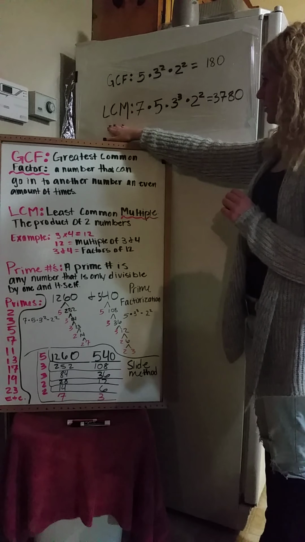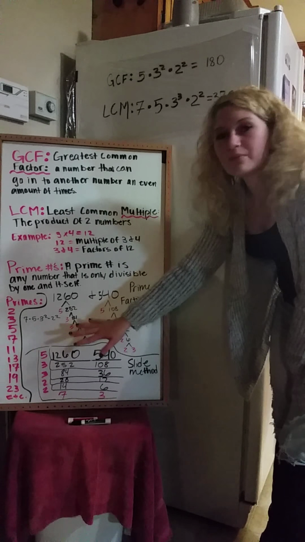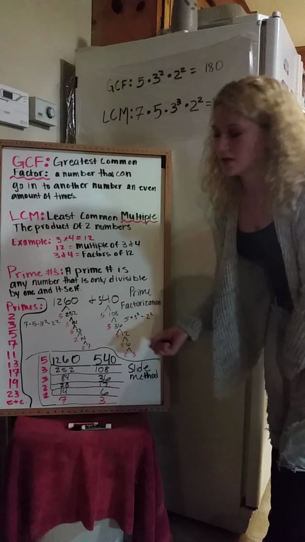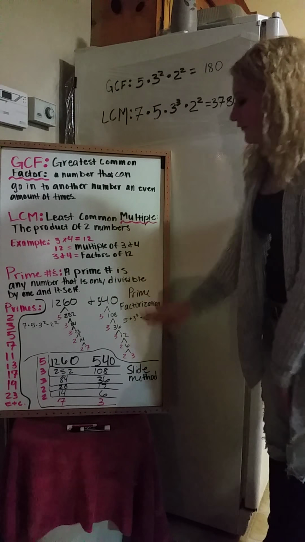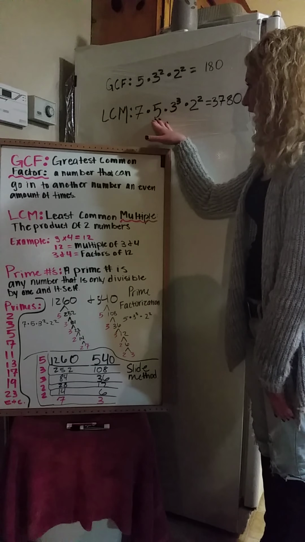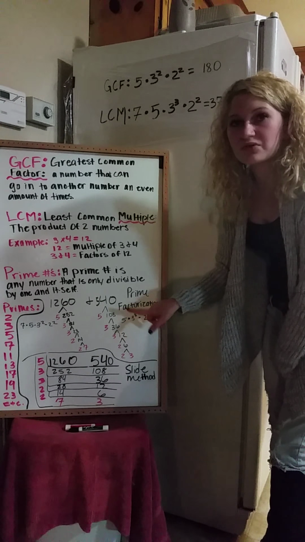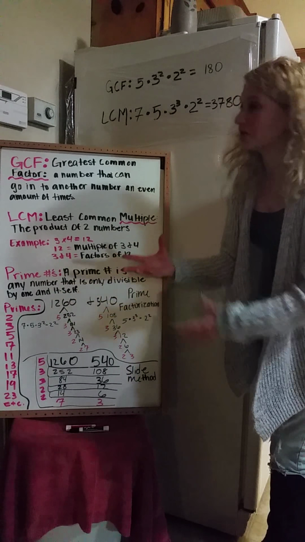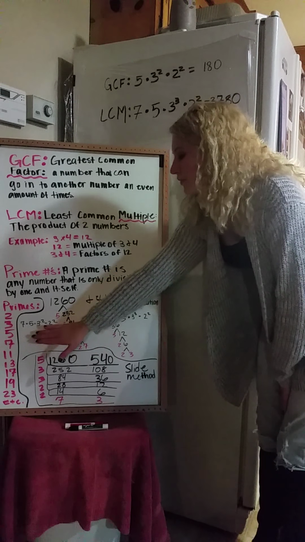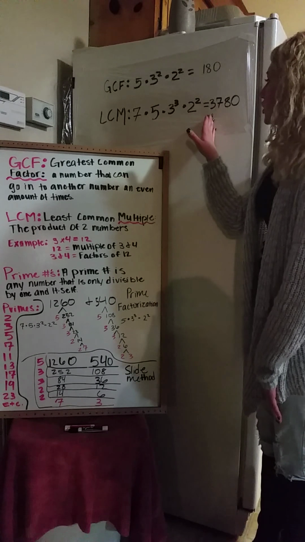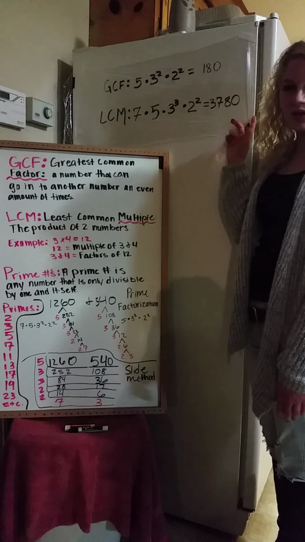To find our LCM, or our least common multiple, we look at both of them again, but this time we take everything. So we have a 7 in one of them, so we add the 7. We have a 5 in both of them, so we use our 5. We have a 3 squared and a 3 cubed, so we're going to use 3 cubed because it is the most amount. So 3 cubed here, and we're going to use a 2 squared because we have 2 squared in both of them. So if we multiply all of these numbers out, we get 3,780 as our least common multiple.